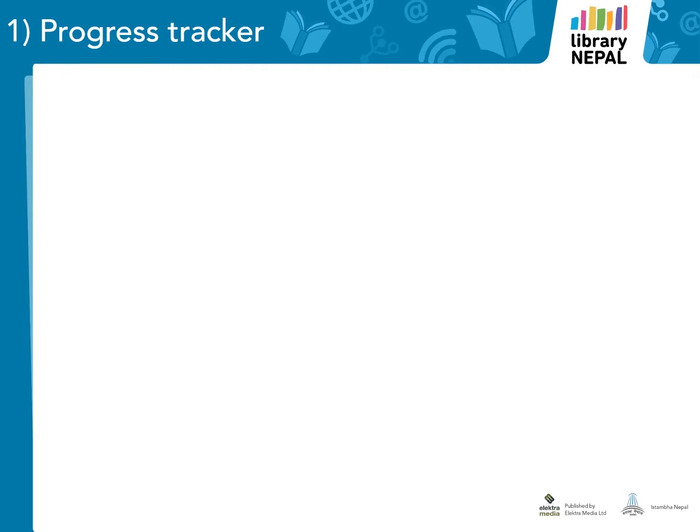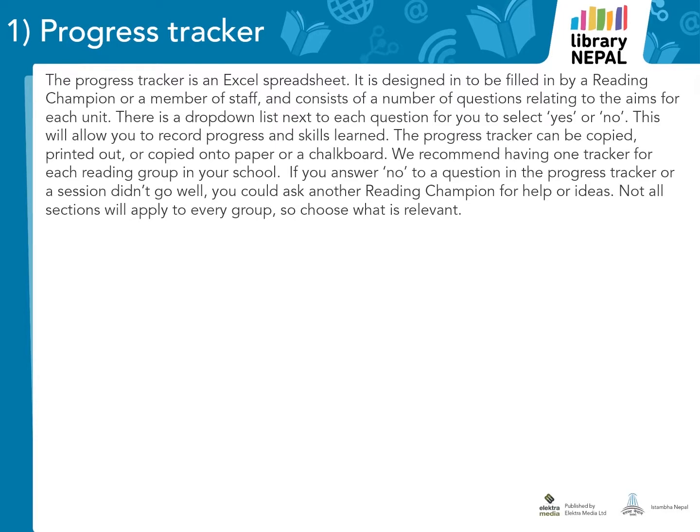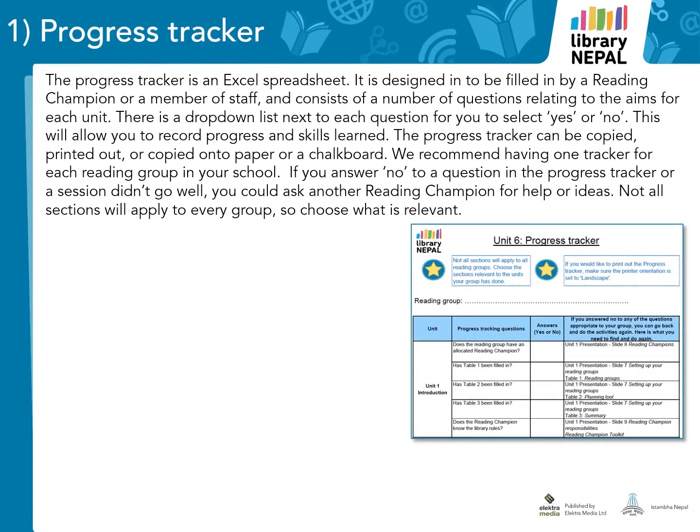The Progress Tracker. The Progress Tracker is an Excel spreadsheet. It is designed to be filled in by a reading champion or a member of staff, and consists of a number of questions relating to the aims for each unit. There is a drop-down list next to each question for you to select yes or no. This will allow you to record progress and skills learned quickly and easily.